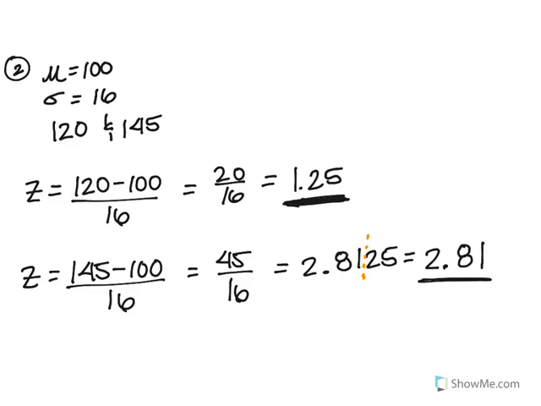Then I convert 145 to a z-score, which is 145 minus 100 divided by 16. And that gives us 2.8125. So the rule says 2 decimal places for z-scores. So that's going to be 2.81. The 2 will make the 1 stay a 1. So 2.81 will be the corresponding z-score for 145. So now let's look at what we're looking for on the bell.